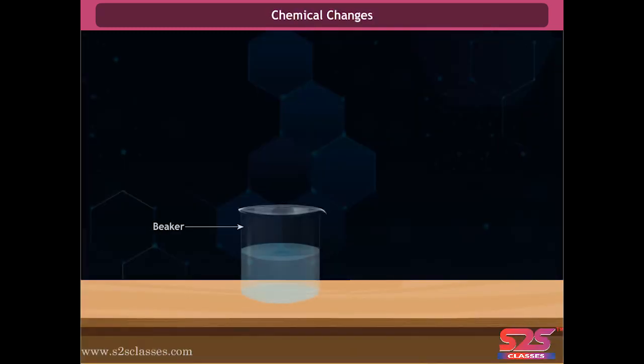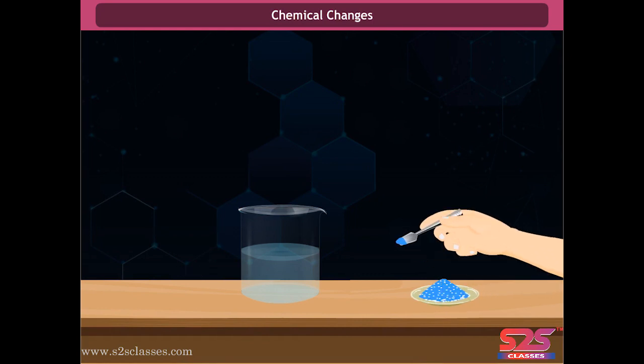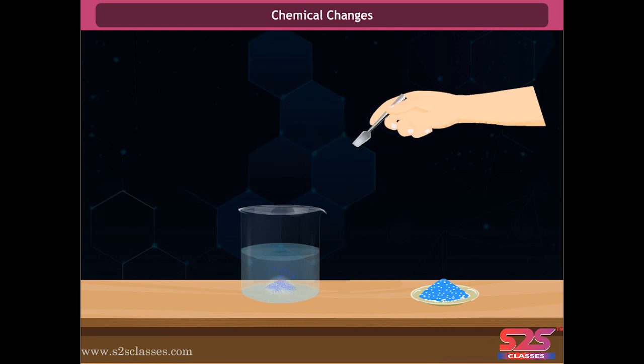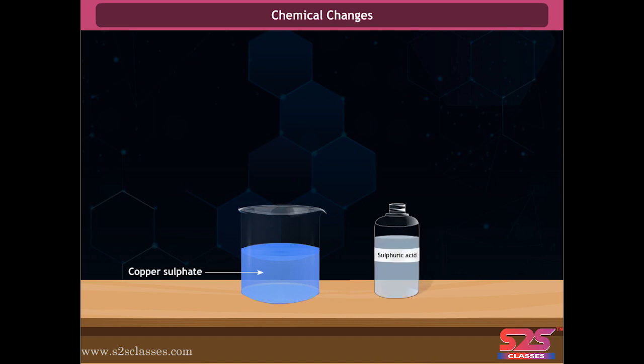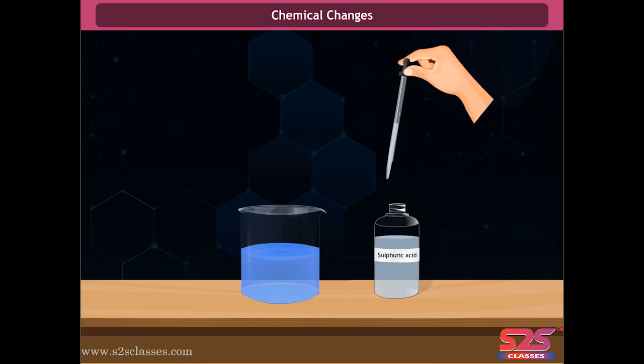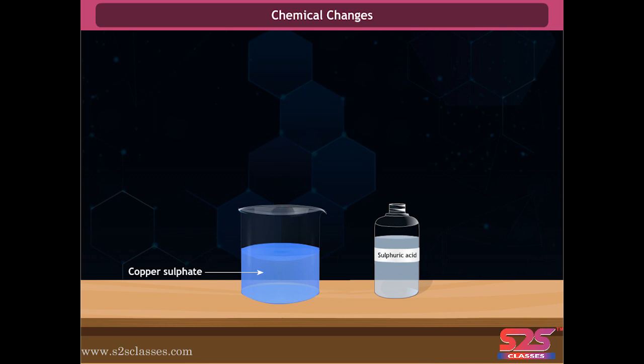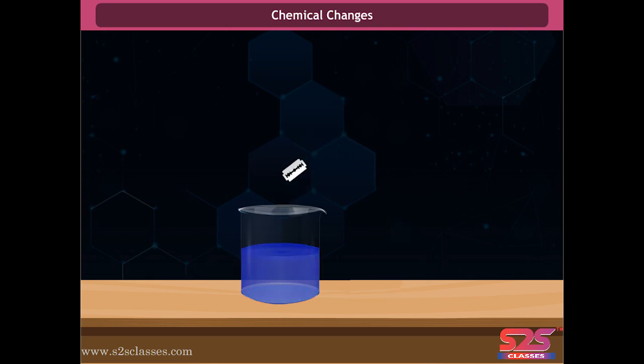Chemical changes. Let us understand the chemical change with the help of an activity. Dissolve a full teaspoon of copper sulfate in half a cup of water in a beaker. Add a few drops of dilute sulfuric acid to the solution. A blue-colored solution is formed. Drop a shaving blade into the remaining solution. Wait for half an hour and then observe the color of the solution.